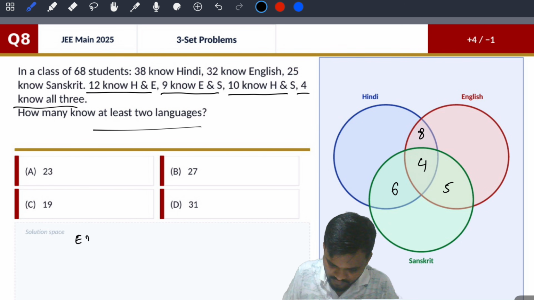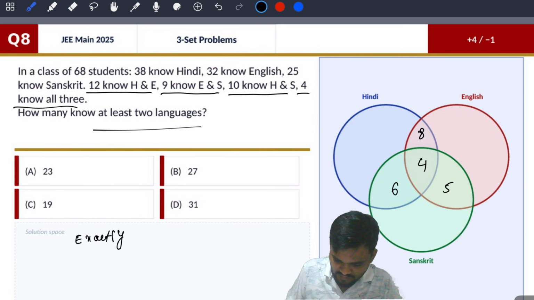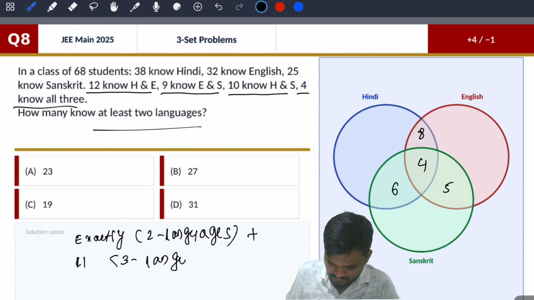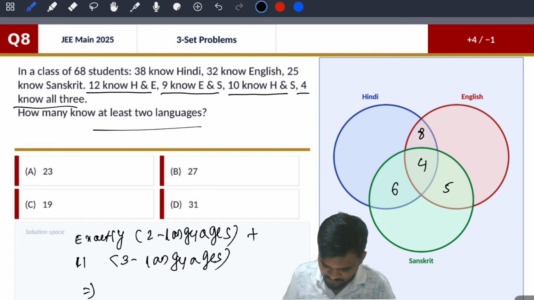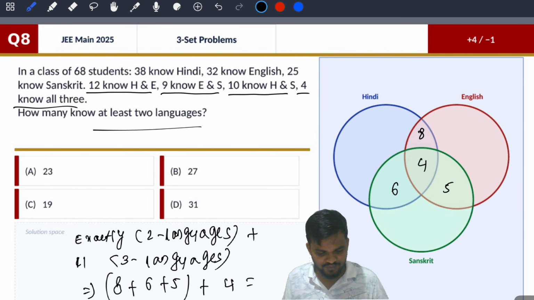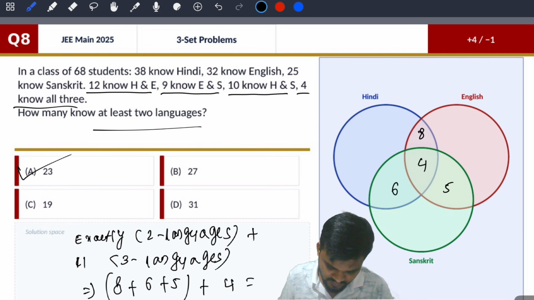That means exactly 2 languages plus exactly 3 languages. This implies 8 plus 6 plus 5. This becomes exactly 2 and 4 becomes exactly 3. If you do the addition, you will get 23 as the result.